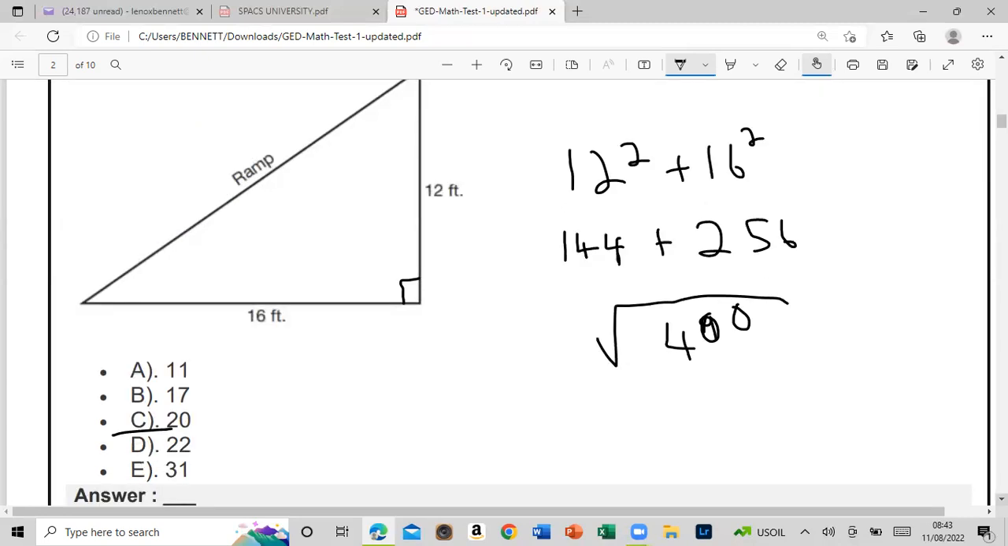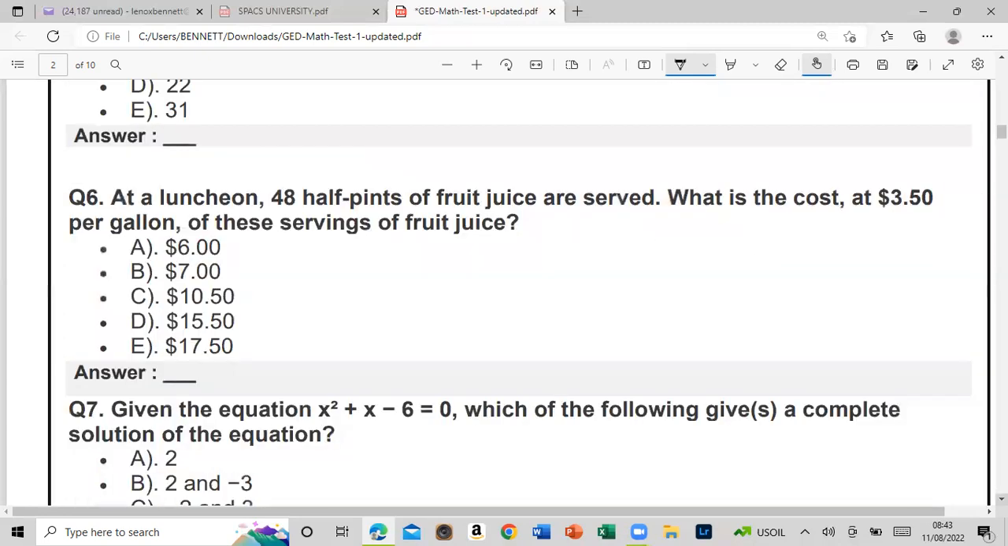Let's move on to number 6. At a luncheon, 48 half pints of fruit juice were served. What is the cost at $3.50 per gallon of these servings of fruit juice? Now, thing about this, you have to know the measurement. So I don't know the measurement. The half pint. We have to convert, right?